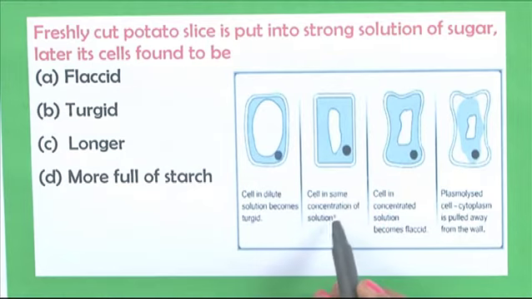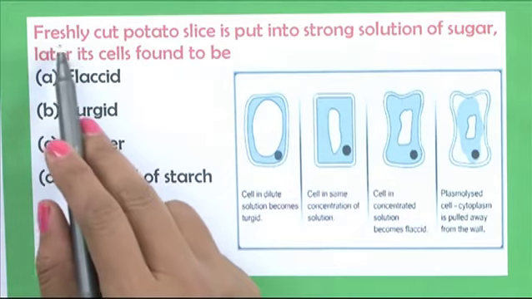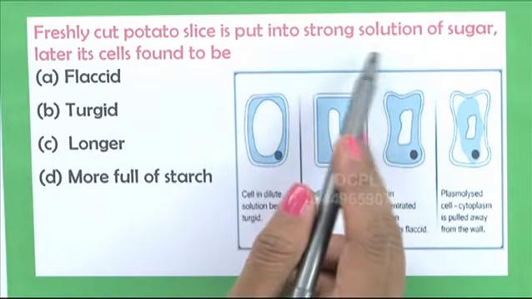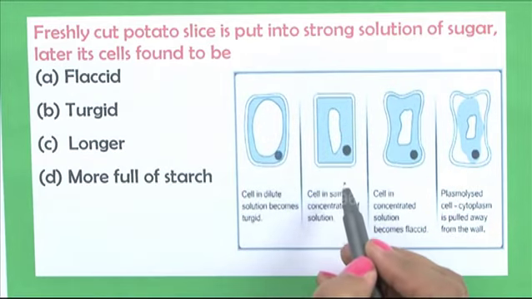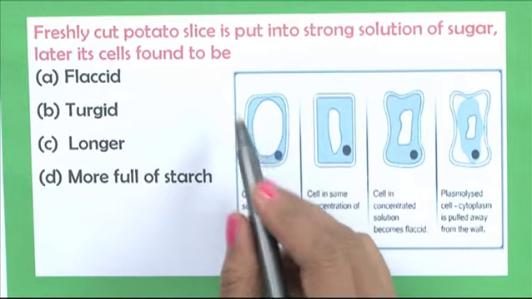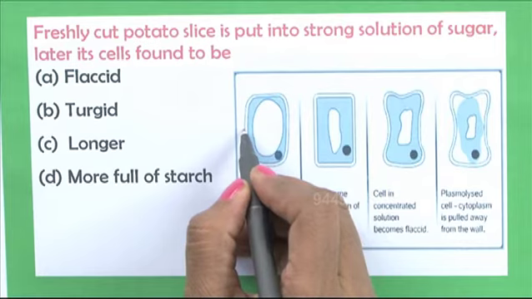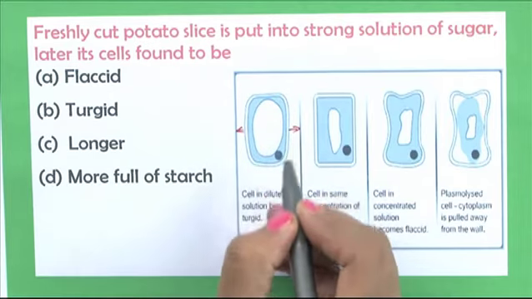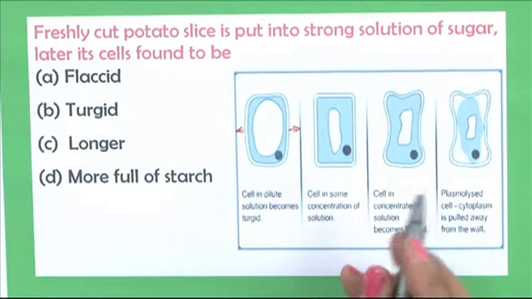Then if the cell is placed in a concentrated solution, just now the same question was given. The potato slice is put in a strong solution of sugar. Imagine we have kept the same thing. You can see this is highly stretched. The wall and the plasma membrane or protoplasm put pressure, so it gets stretched if it is turgid. But once it is placed in hypertonic solution, what happens?